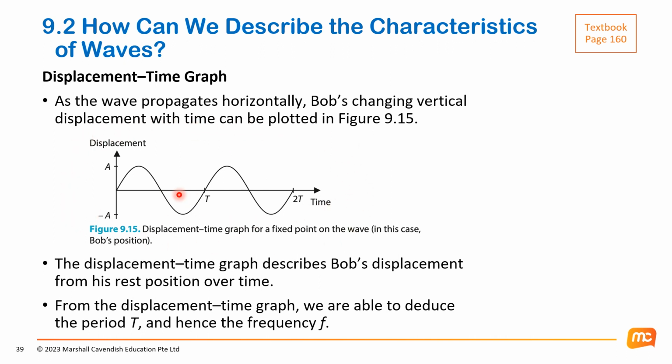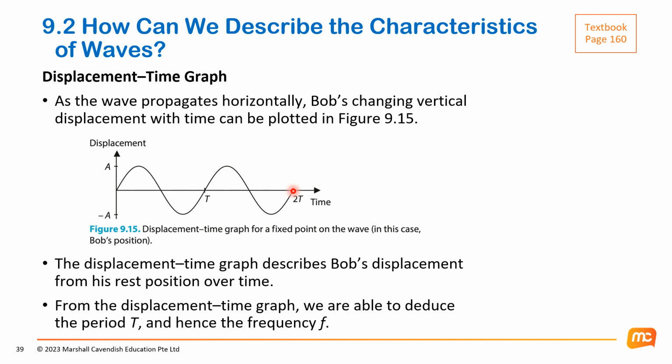You can see over here, he starts off at the equilibrium position. Then at some time, he gets onto the crest, and then he comes back down to the equilibrium position. It wasn't shown in our diagrams, but he would then go into the trough and then come back, and that would repeat again.